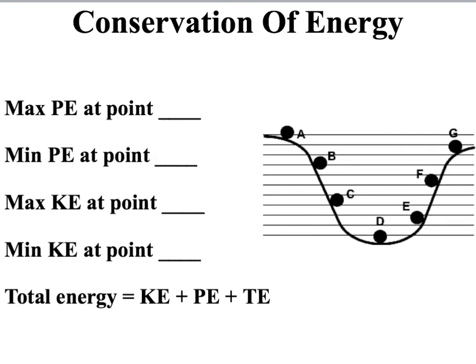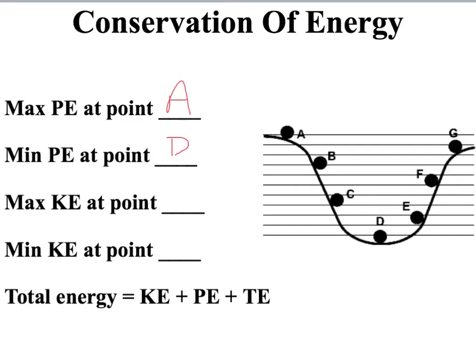So in this case, we see maximum potential energy when the height is the highest. So, where's the maximum potential energy? That's going to be at point A. The minimum potential energy is going to be where the height is lowest. And in this case, that's going to be point D.